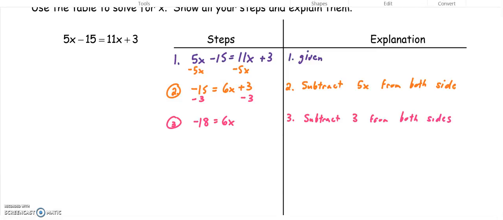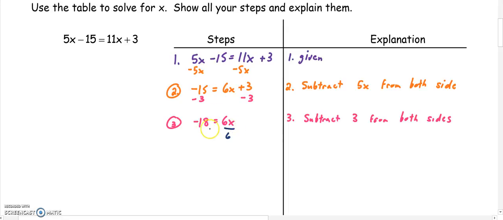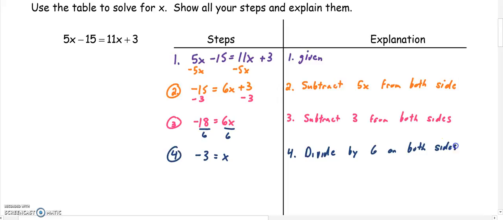And then in my final step, I'm going to divide by 6 on both sides. So I'm going to show my work, and I get my final answer, x equals negative 3. I'm going to explain how I got there. So I divided by 6 on both sides. Make sure that you're always saying on both sides.